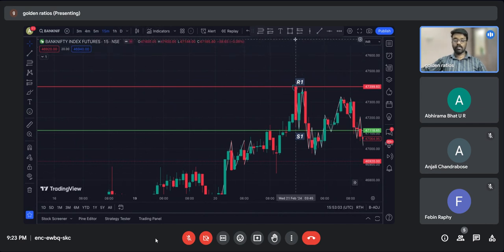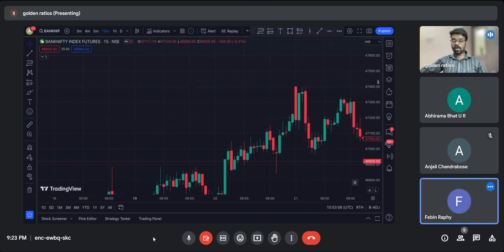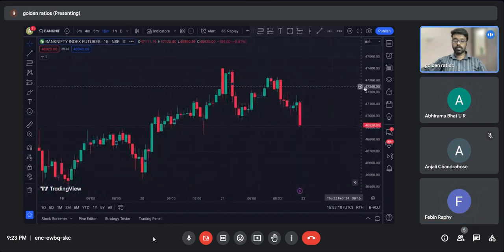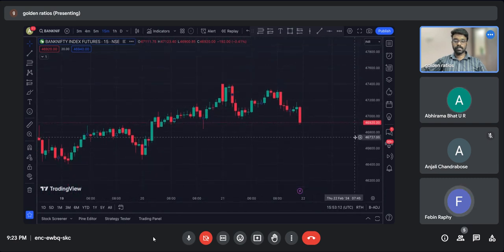Febin, you were trading before with support and resistance, right? Okay, so how did you used to find the support and resistance in the market? Which indicator is it?